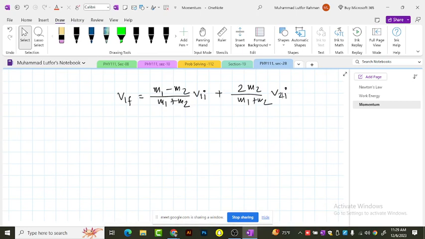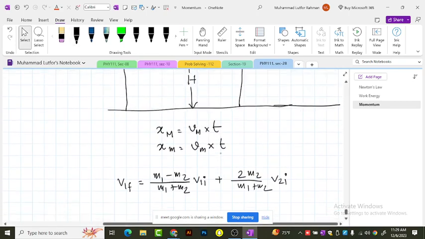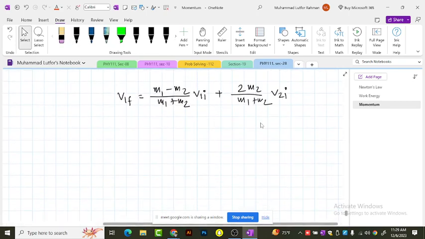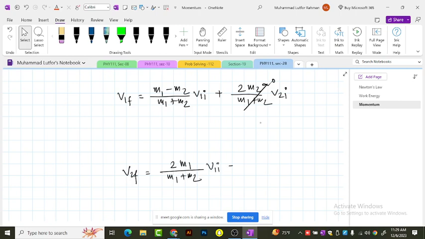Now here v2I, the initial velocity, is 0 because initially the second object is stationary. So I can drop this part. The same is true for v2F, which should be 2 m1 divided by (m1 plus m2) times v1I, plus another part that will also be 0. Or I can write it as (m2 minus m1) divided by (m1 plus m2) times v2I, and this part is going to be 0 here.